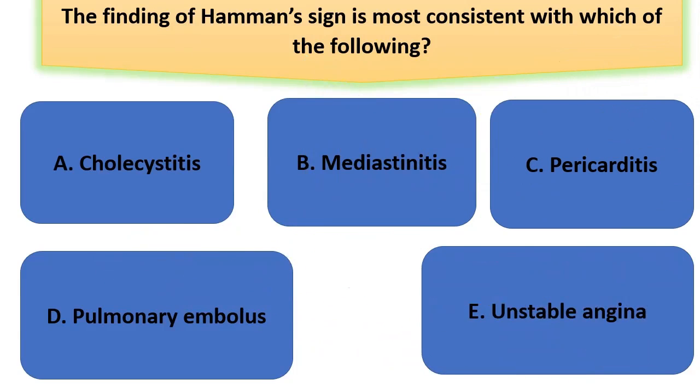The finding of Hammond's sign is most consistent with which of the following? A. Cholecystitis. B. Mediastinitis. C. Pericarditis. D. Pulmonary embolus. E. Unstable angina.